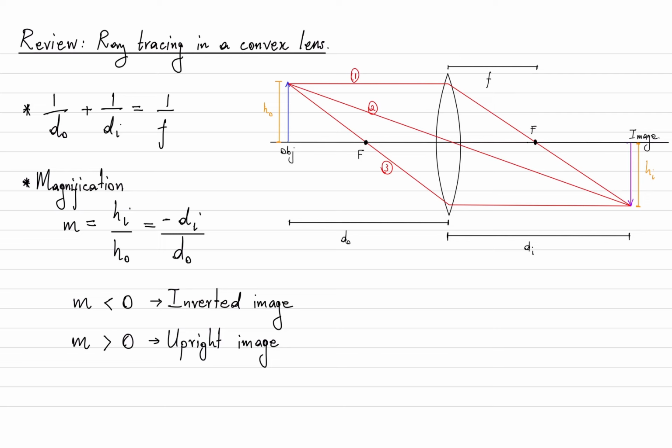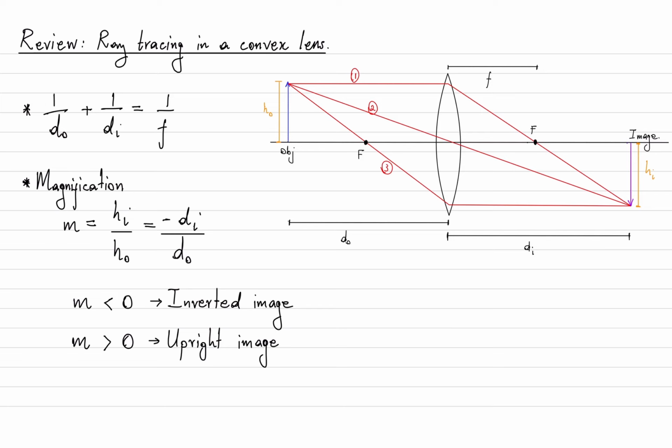So the lens can do two things. It can affect the orientation of the image, and it can affect the size of the image. Those are the two things that a lens is capable of: it can affect the size and the orientation of the image produced.